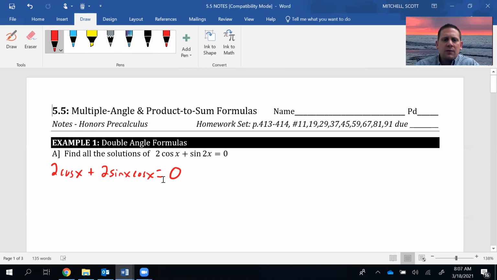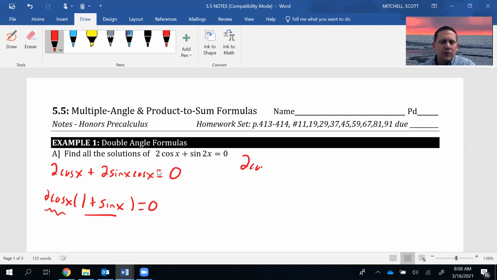You might say, well, how are we going to solve this? Well, think about some of the algebra we could do. We have a 2 here and a 2 here and a cosine and a cosine. Why don't we factor out a 2 cosine x? If I factor out a 2 cosine x, I'm left with 1 plus sine x, and all of that still equals 0. So then we just set each piece equal to 0.